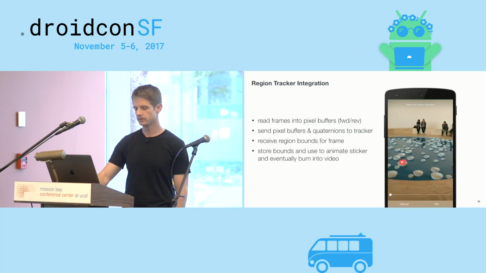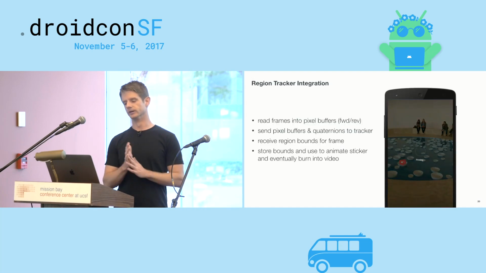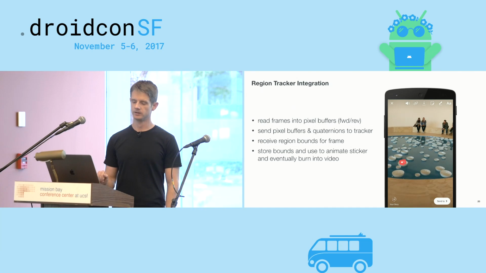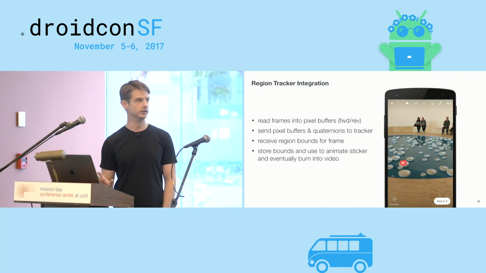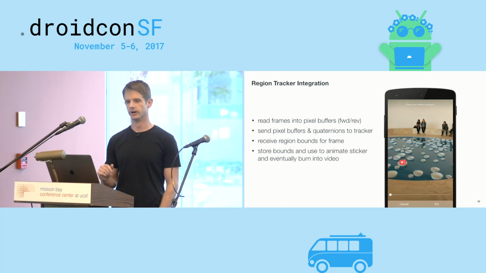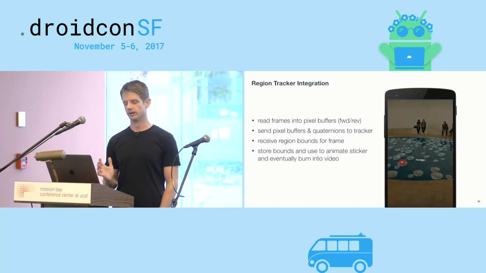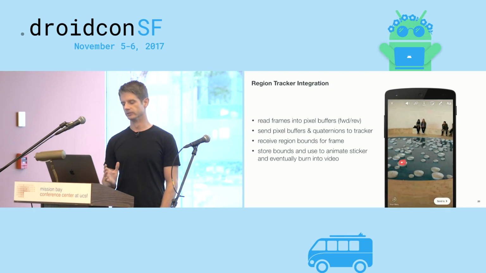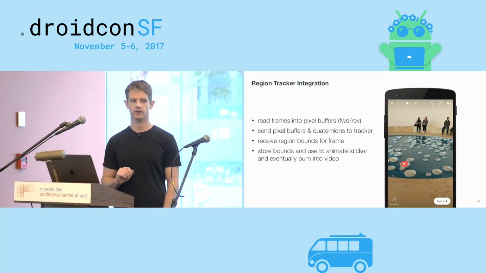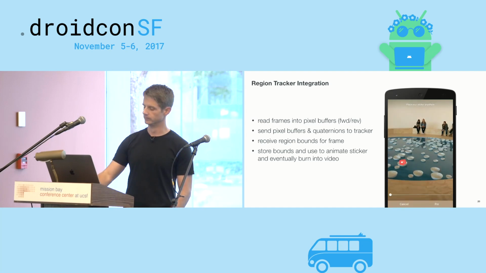So once the user selects the desired video frame, the next step is to feed the video frame data to a cross-platform native region tracking library. We wrote a video frame reader class that uses media codec and media extractor to decode the video and pass the frame data to the region tracking library. From the region tracker, we receive back the transformed coordinates for the tracked region in each frame of the video. We store this data and use it to animate the sticker in the edit step and ultimately burn it into the final video before uploading to the server.